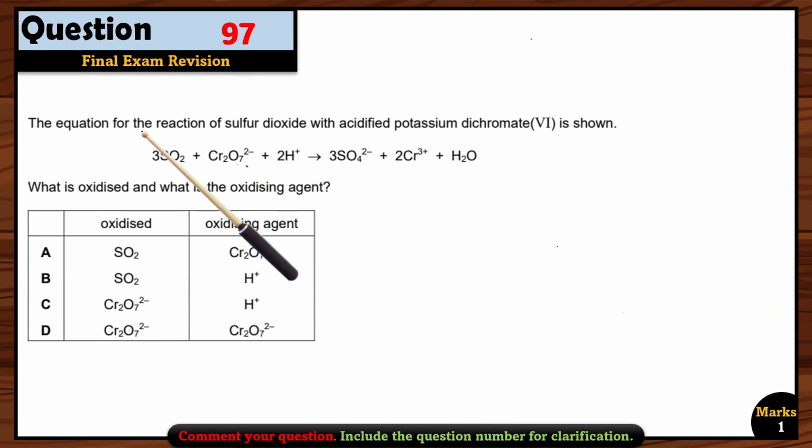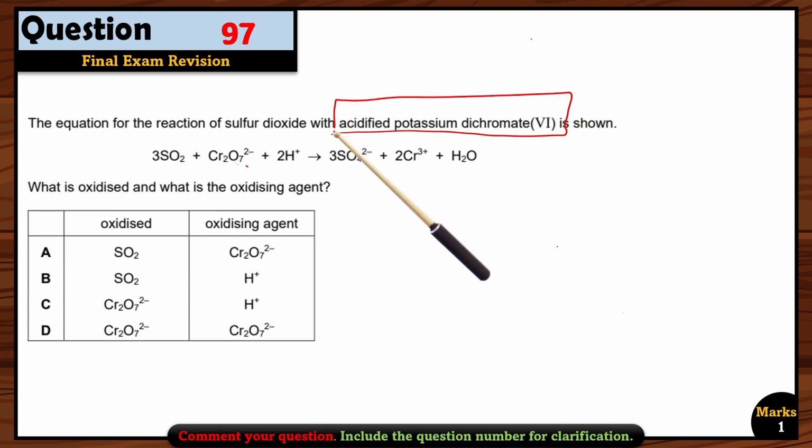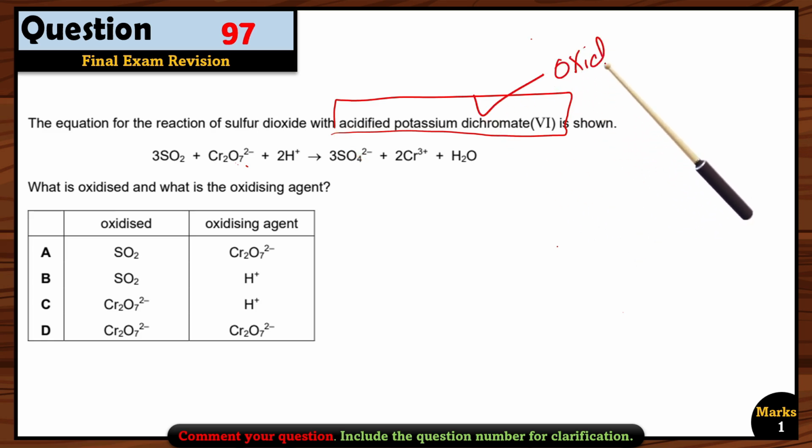Okay, let's see this question. The equation for the reaction of sulfur dioxide with acidified potassium dichromate is shown over here. What is oxidized and what is the oxidizing agent? If you don't want to waste your time, you have to remember this thing, that acidified potassium dichromate is already given in your book. It is written not as dichromate, but it is written potassium manganate, and they said that potassium manganate is an oxidizing agent. Potassium manganate and potassium dichromate, they both have almost same properties, so this is also an oxidizing agent. You have to remember this one, that this is actually an oxidizing agent, potassium dichromate.